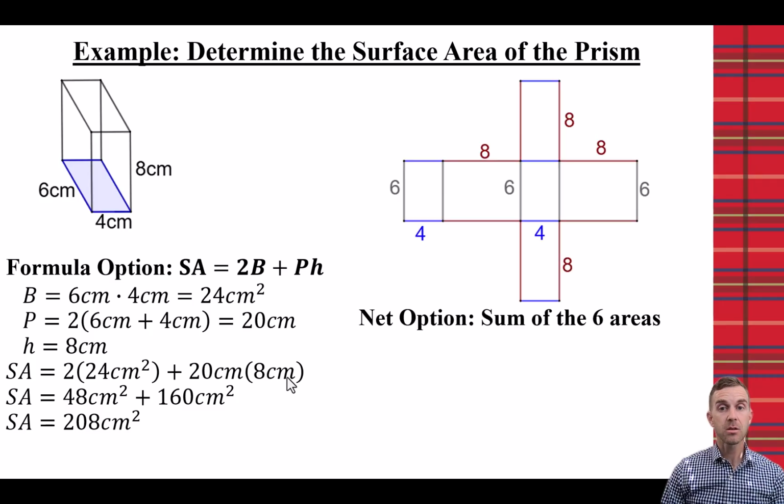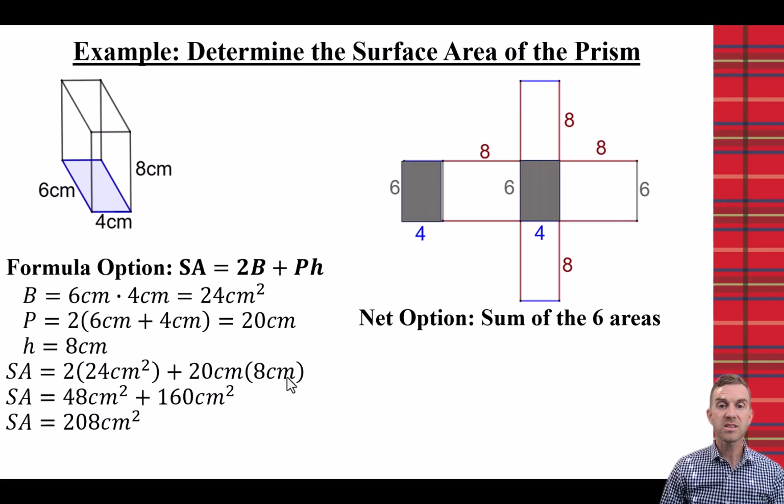Now the other option would be to create the net. So we take our rectangular prism and we pull it apart and then look at each of these individual shapes. And all of these are rectangles, which is what makes this so easy to calculate the 6 different areas. So I'm going to calculate them 2 at a time because we have congruent rectangles.